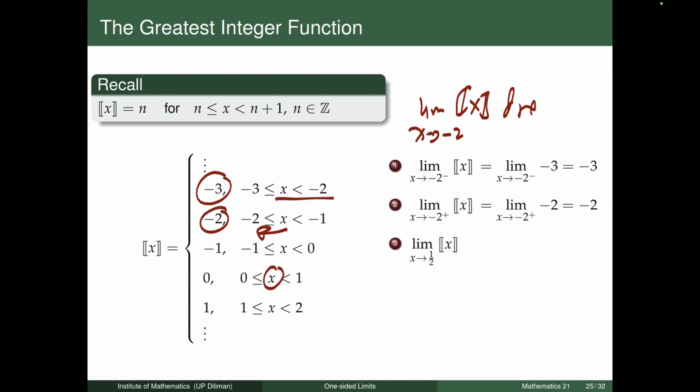So dahil hindi siya boundary point, isa lang yung value niya palagi. Whether coming from values less than 1/2, still greater than 0 yon, or values greater than 1/2, still less than 1 yon. So we just have 0 as our GIF function value. And the limit of 0 is 0. Okay.